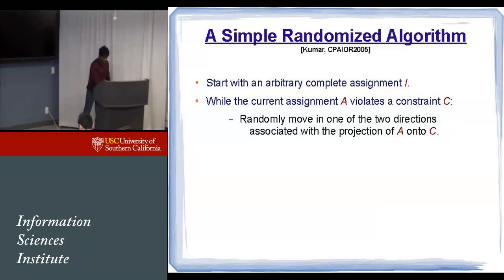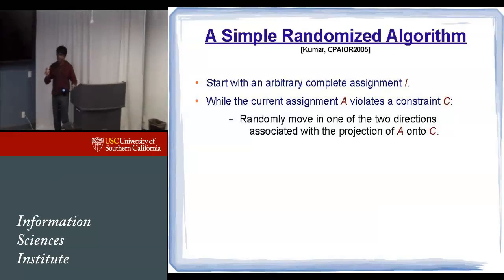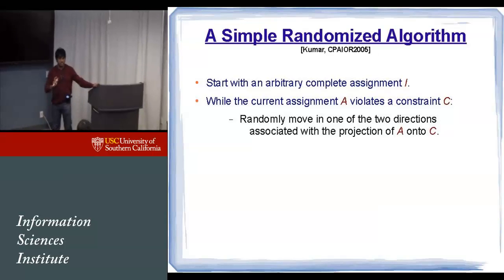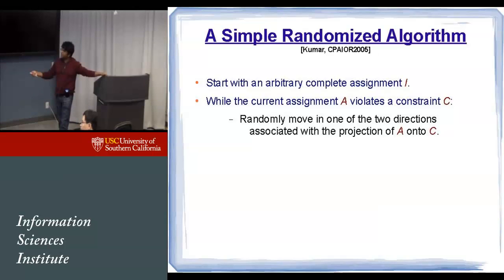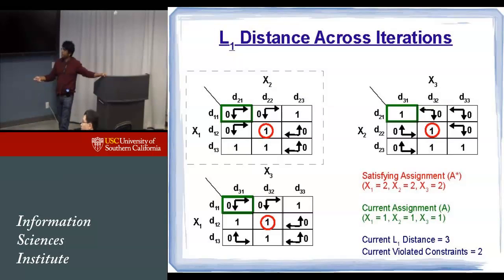First of all, before I tell you why this algorithm works, I'm going to give you an example so that some of the confusions can be addressed right away. So here are 3 smooth constraints: one between x1 and x2, one between x2 and x3, and one between x1 and x3. There is a satisfying assignment here. The pair of directions at every 0 are indicated. The satisfying assignment, which I call A star, is x1 equal to 2, x2 equal to 2, and x3 equal to 2, and the projection of that assignment onto each of these constraints is indicated by this red circle here.